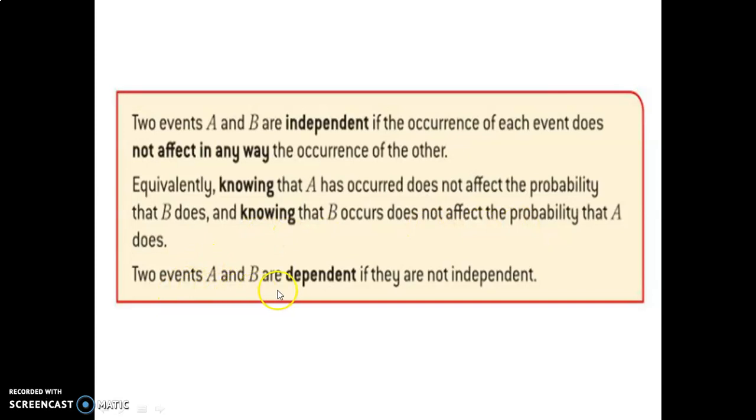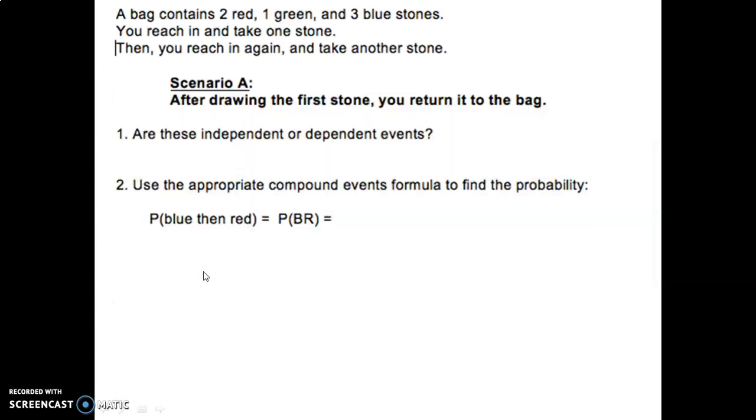Now, two events A and B are dependent if they are not independent. Well, that's a funny definition, but basically what that means is that if one event occurs, or what happens in one event, whether it happens or doesn't happen, it affects what happens with the other one. So the probabilities of the second one change based on what happened in the first one.